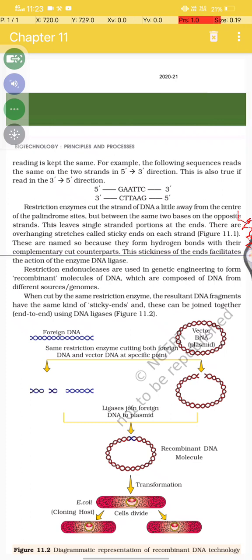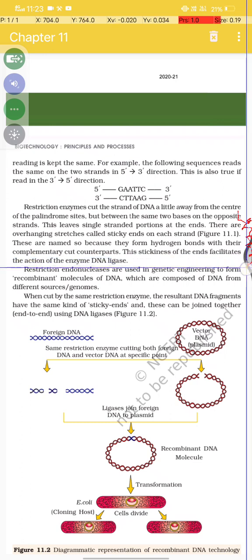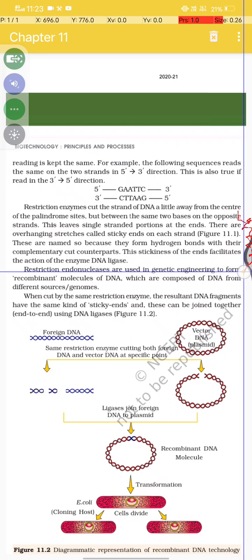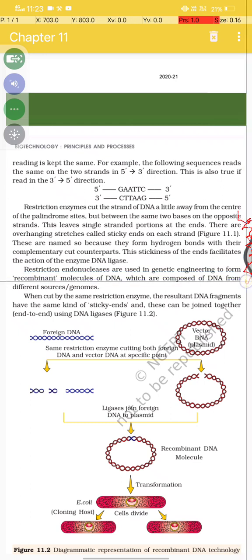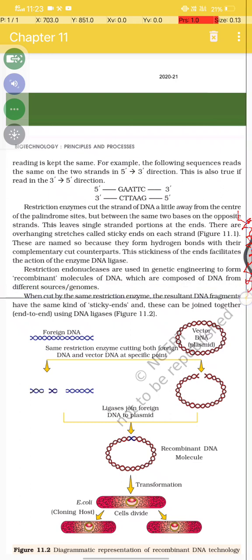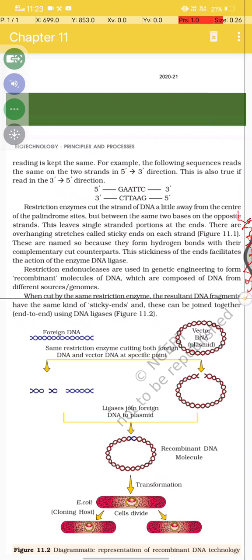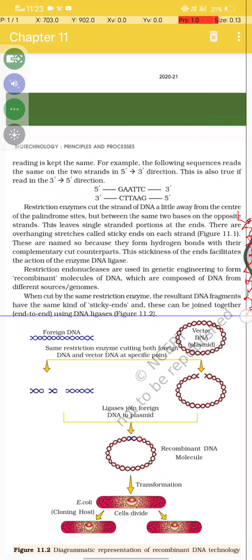This stickiness of the ends facilitates the action of the enzyme DNA ligase. Restriction endonucleases are used in genetic engineering to form recombinant molecules of DNA, which are composed of DNA from different sources or genomes. When cut by the same restriction enzyme, the resultant DNA fragments have the same kind of sticky ends, and these can be joined together end to end using ligase.